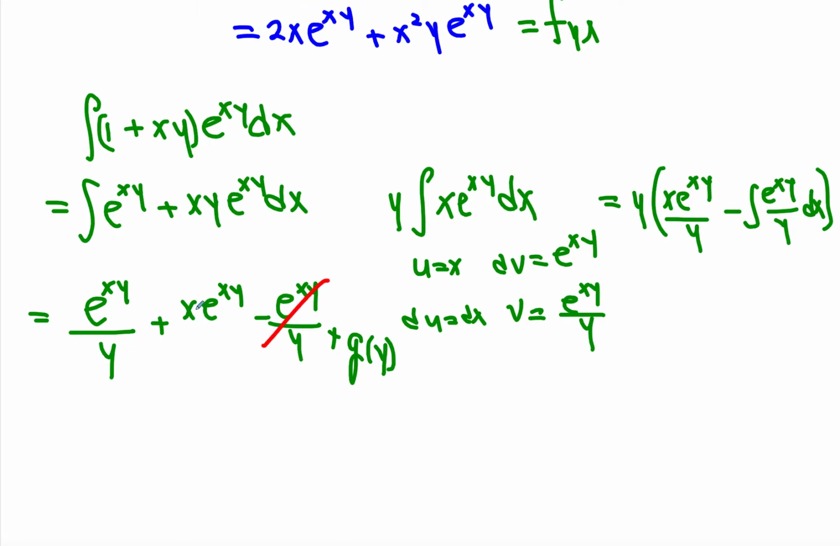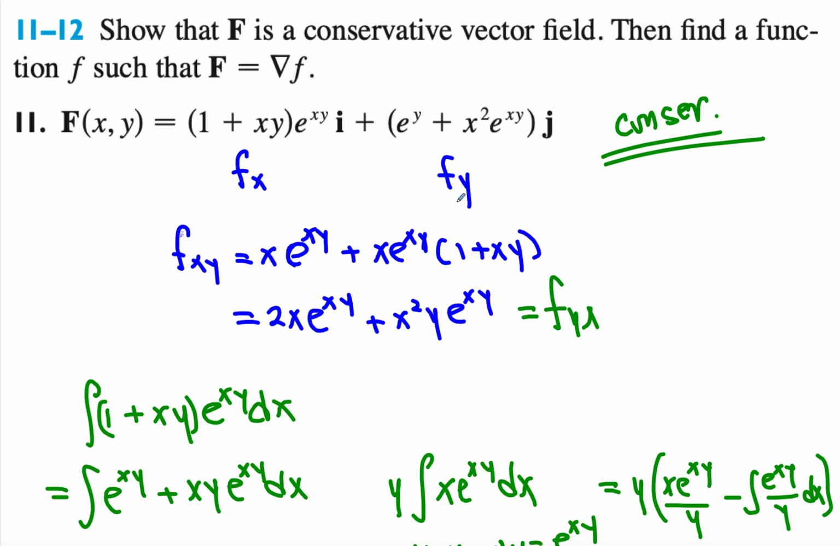Then these two things cancel away. So far, our potential function would have been x e to the xy, and then plus g of y. So let's try to find the other component. I'm going to look at this one, and then take the integral against y.